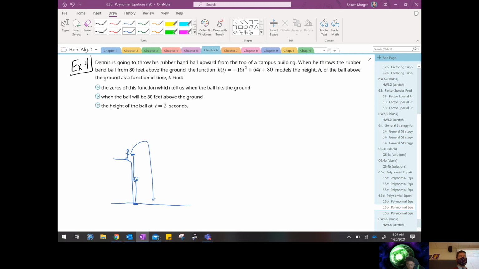Now, it says the zeros of this function, which tells when the ball hits the ground, that's the first thing that we want to do. So all we're going to do is set the function equal to 0. We want to find what is t when h of t equals 0. And you guys have practiced with me solving equations like this. It's already set equal to 0. So normally I would factor and use the ZPP, the zero product property. Calderoni, I would recommend doing exactly that.